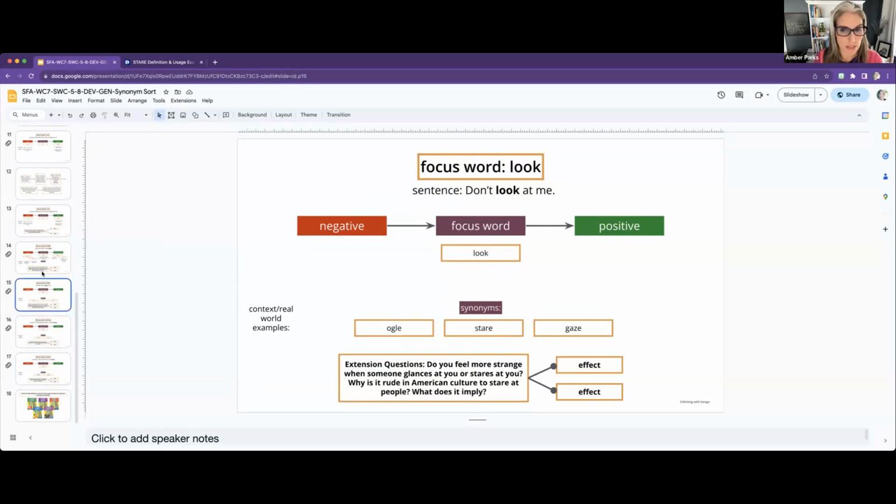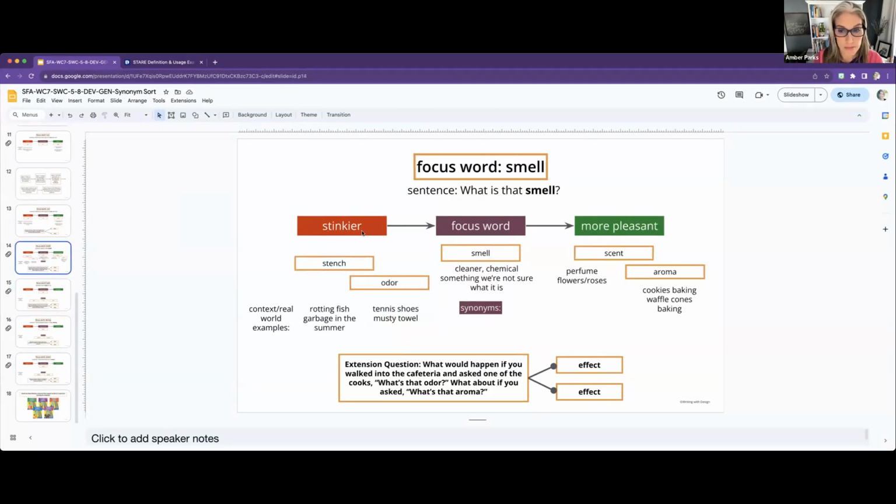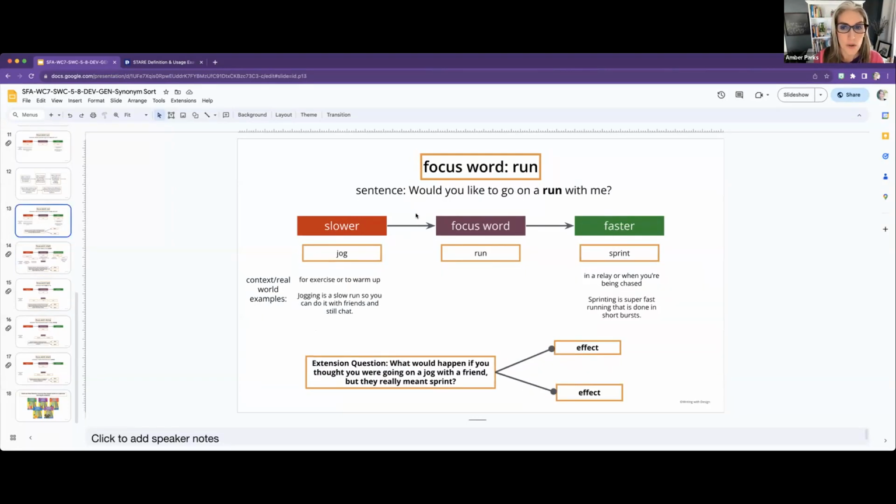Some of them are negative to positive. Some of them, like we had stinkier to more pleasant, we had slower to faster. So you want to think about what the degree change is in the red and the yellow to indicate how the synonyms are changing. It's not always negative to positive, right? Look at this, jog to sprint. There's not a negative connotation to either of those words.